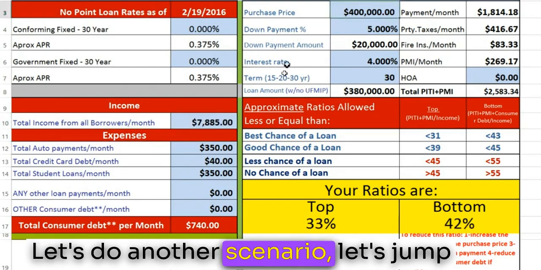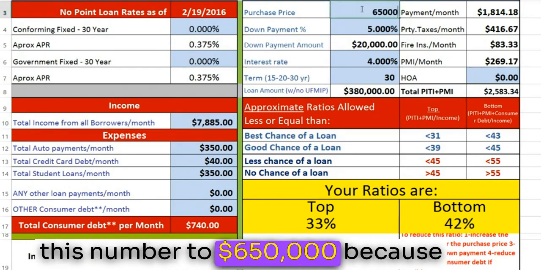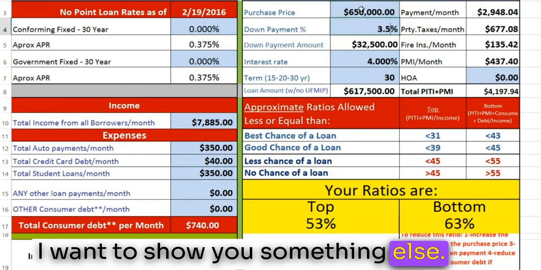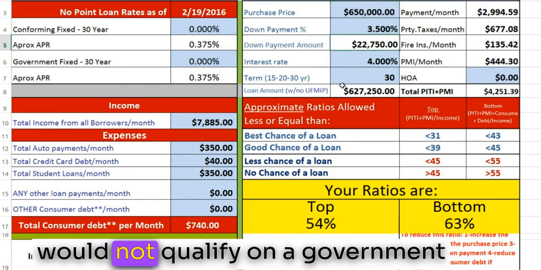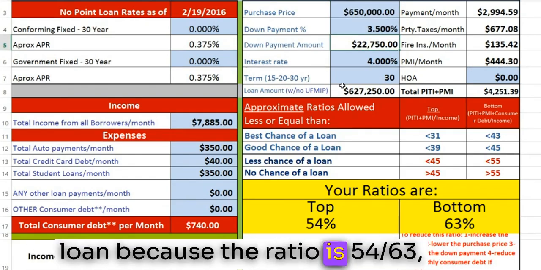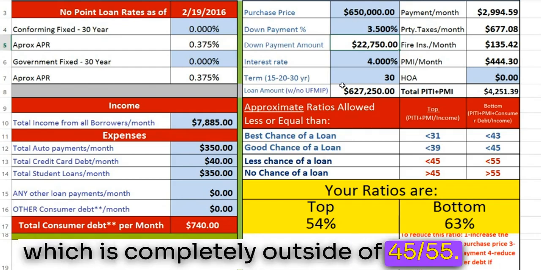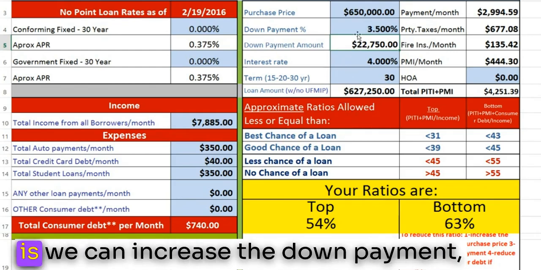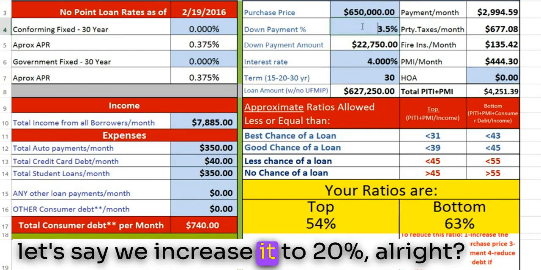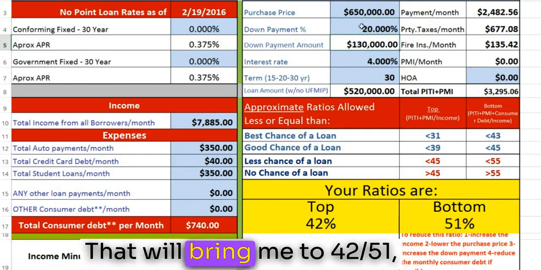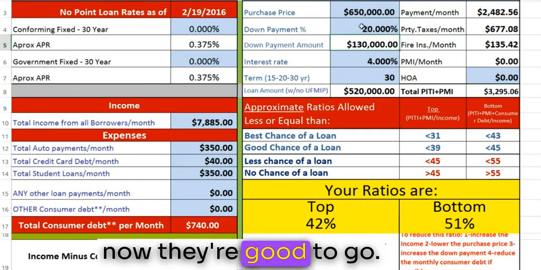Let's do another scenario. Let's jump this number to $650,000 because I want to show you something else. As you can see here, this person would not qualify on a government loan because the ratio is 54.63, which is completely outside of 45.55. In this case, the only thing we can do is increase the down payment. Let's say we increase it to 20%. All right, that will bring me to 42.51. Now they're good to go.